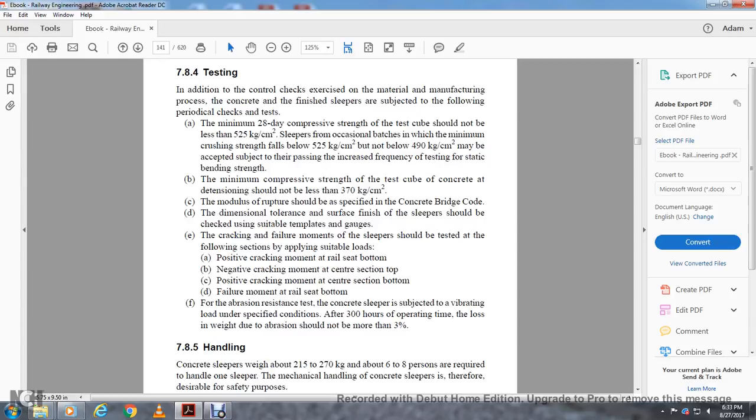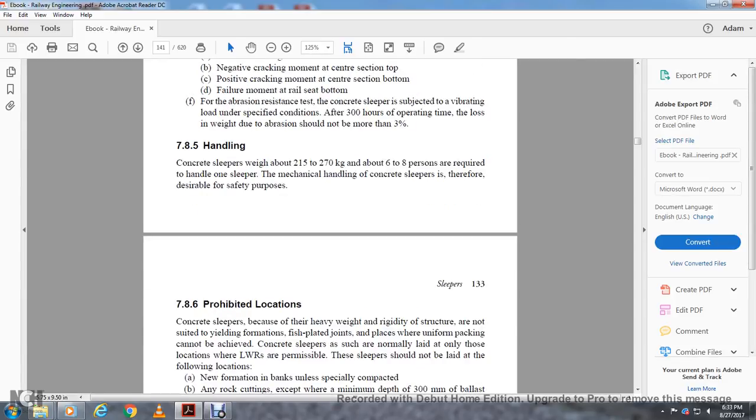785. Concrete sleepers weigh about 215 to 270 kilograms. About 6 to 8 persons are required to handle one sleeper. The mechanical handling of the concrete sleeper is therefore desirable for safety purposes.